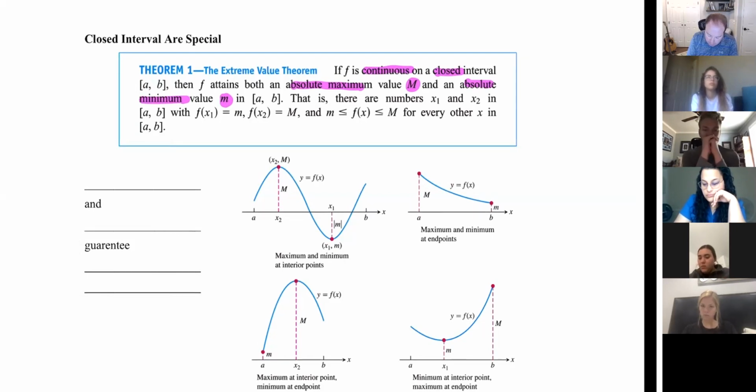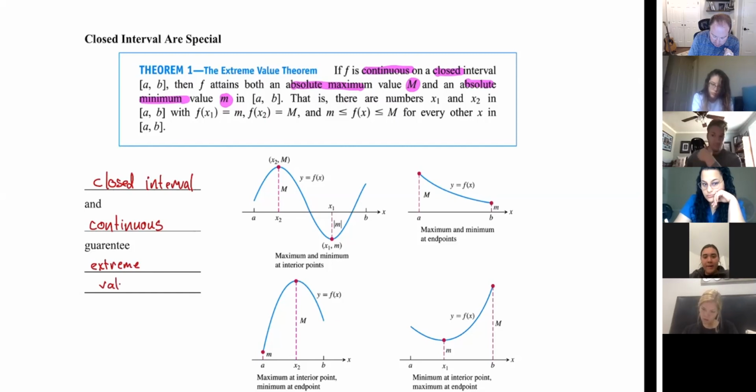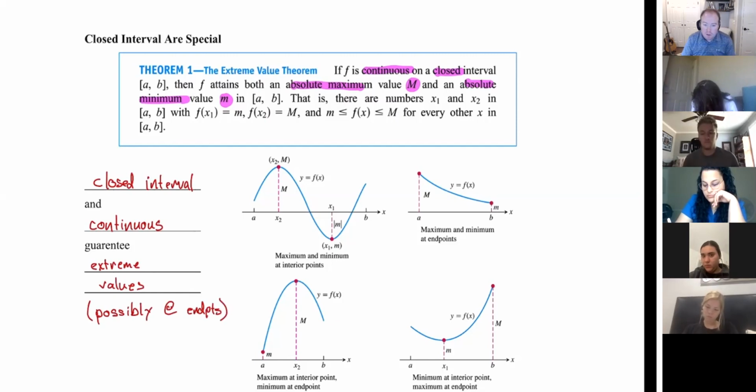So if we have a function that is on a closed interval and is actually continuous, these two properties will guarantee the extreme values. And the thing that's worth noting is to make sure you also check those extreme values could be at the endpoints. So possibly at the endpoints. They don't necessarily have to be in the middle of the interval.